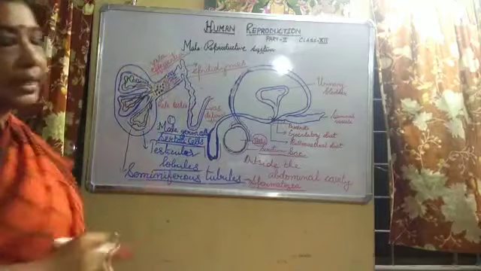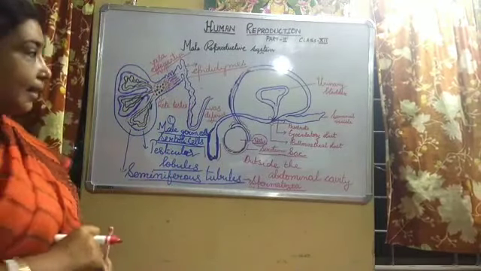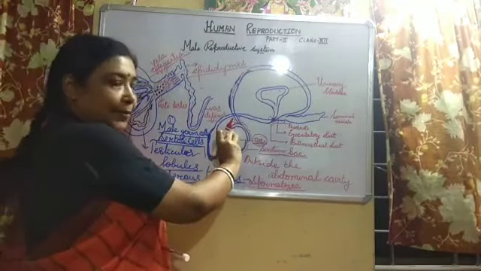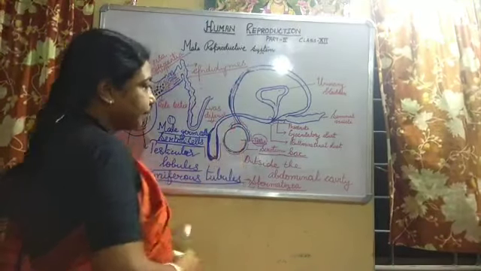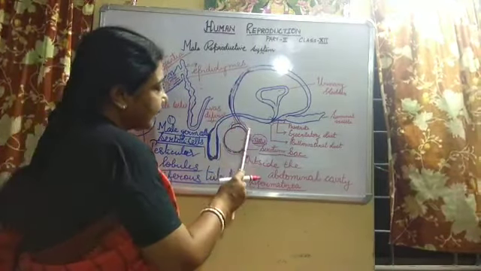Now let us go into this simplified diagram. This is the testis now, children. Sperm are produced here, spermatozoa produced here. This is the epididymis.